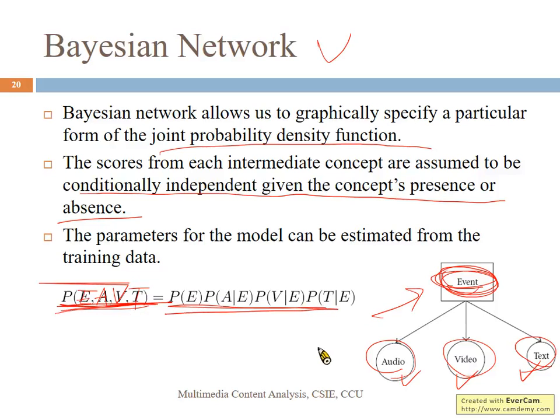Therefore, given such a graphical model, we can estimate such joint probability by the prior probability of such event and the conditional probabilities: given such event, the audio concept happening; given such event, the video concept happening; given such event, the text happening. We multiply all these probabilities together to estimate the joint probability. This is the idea of Bayesian network. Of course, details of Bayesian network are much more complex, and please refer to related works.